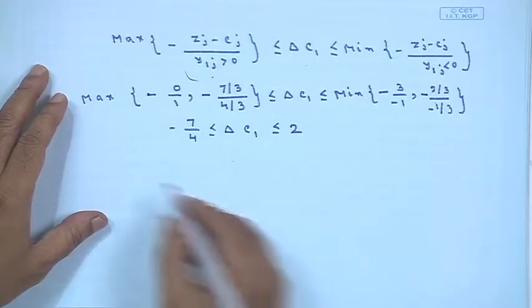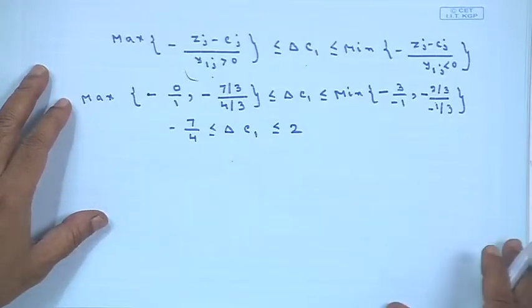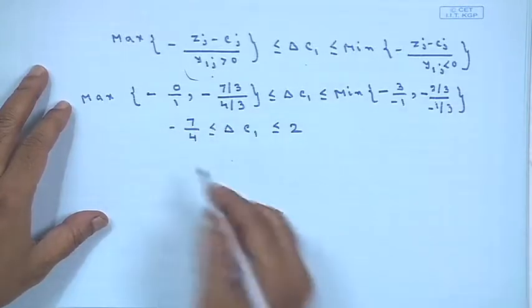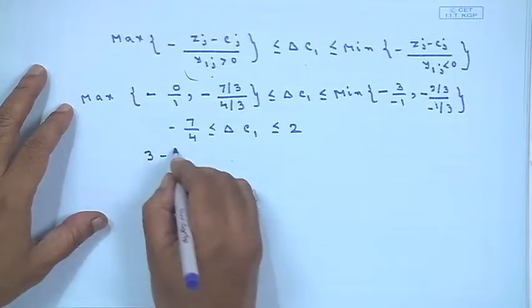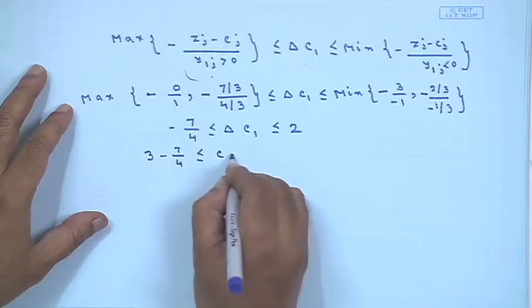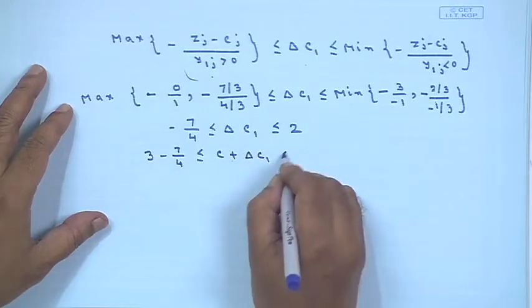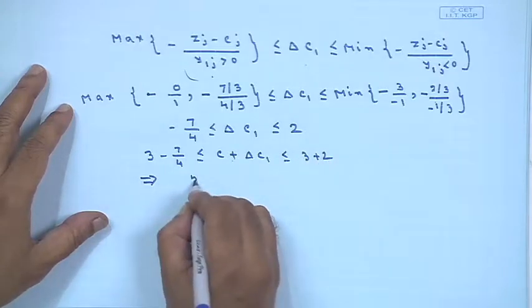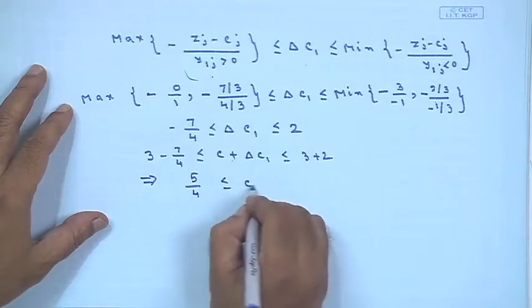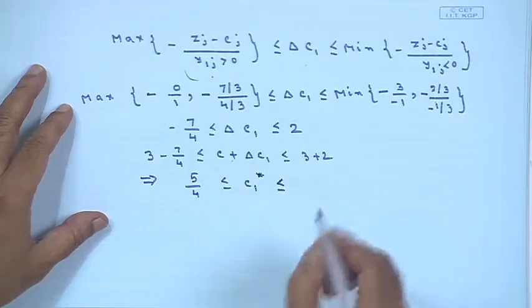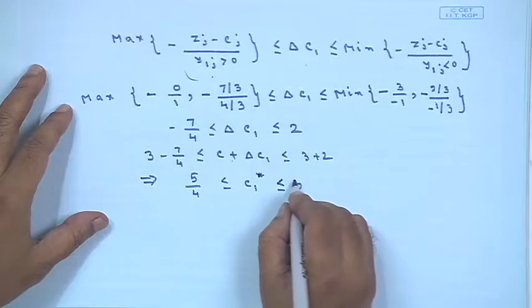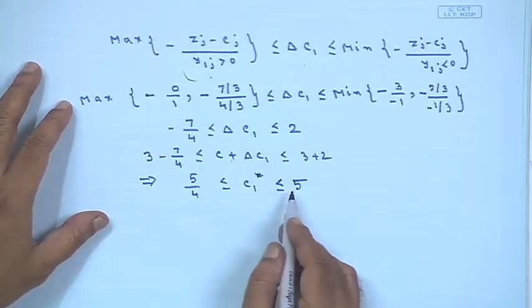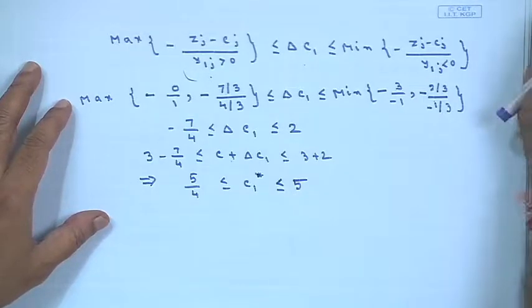So, value of C is this one, value of C for this problem is 3. Therefore, 3 minus 7 by 4 less than equals C plus delta C1 less than equals 3 plus 2, which implies C1 star or new value of C, if it lies in this range, in that case there will be no change in the optimal solution.